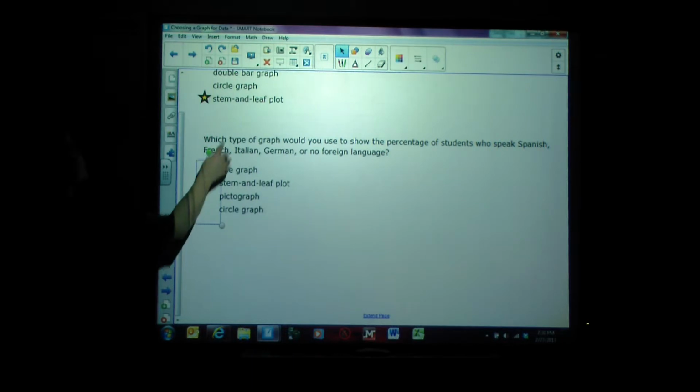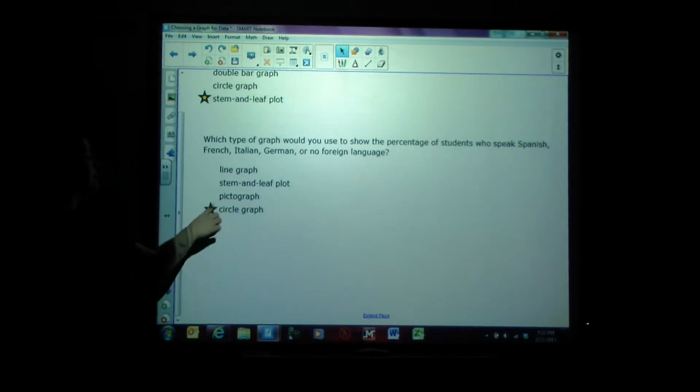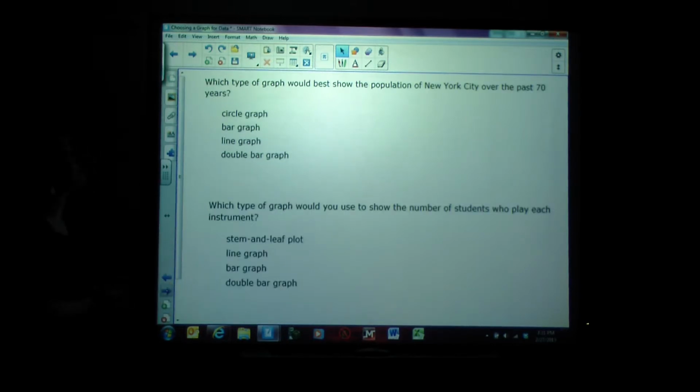This one would be circle graph, because we're showing different groups, parts out of wholes. So how many speak Spanish? How many can speak German? How many have no foreign language? We're showing parts out of wholes. So circle graph is the best option there.